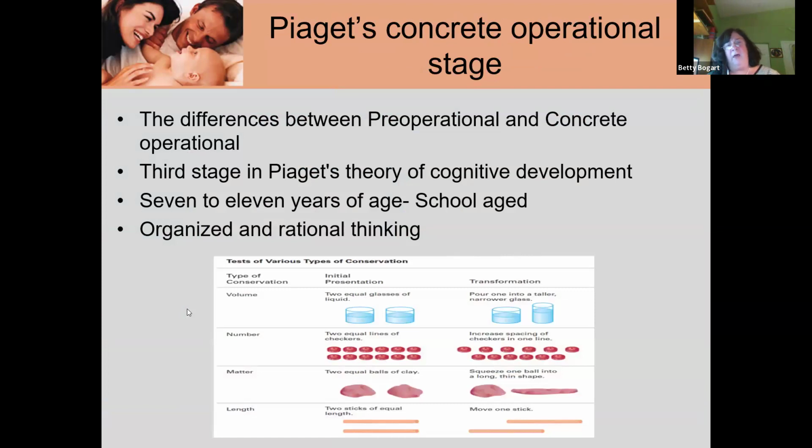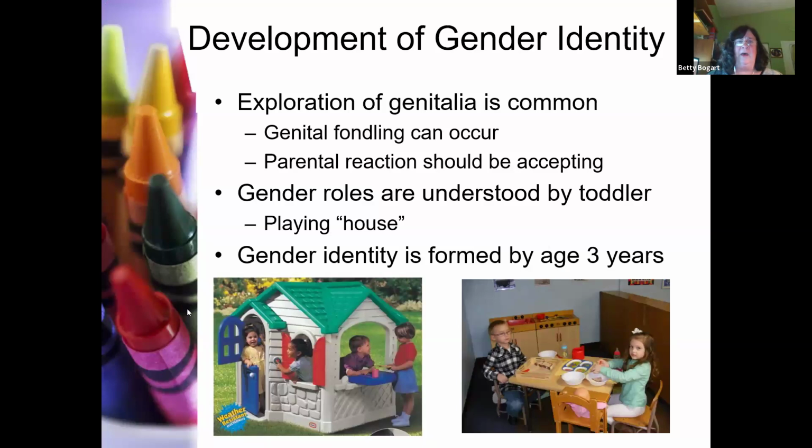Now, I'm not going to go over the concrete operational stage right now. It's school age. I'm going to do that next week when we do school age. I don't want you to confuse what we know right now with Piaget and the younger kids, okay? And it works better that way. But to let you know, of course, there's more.